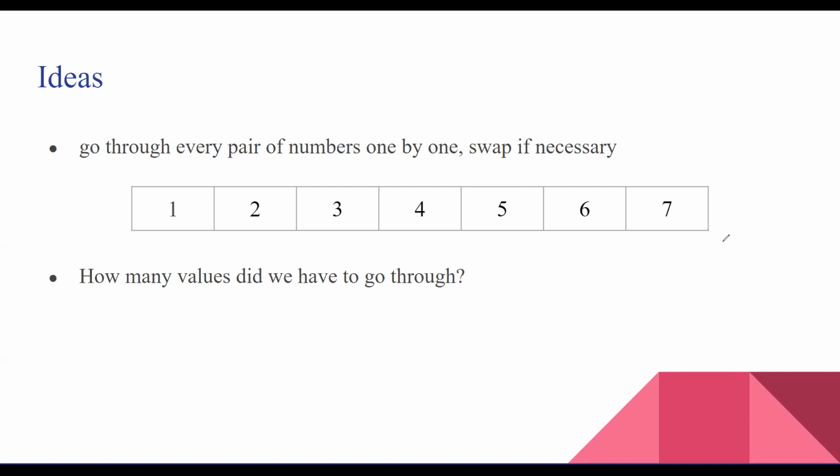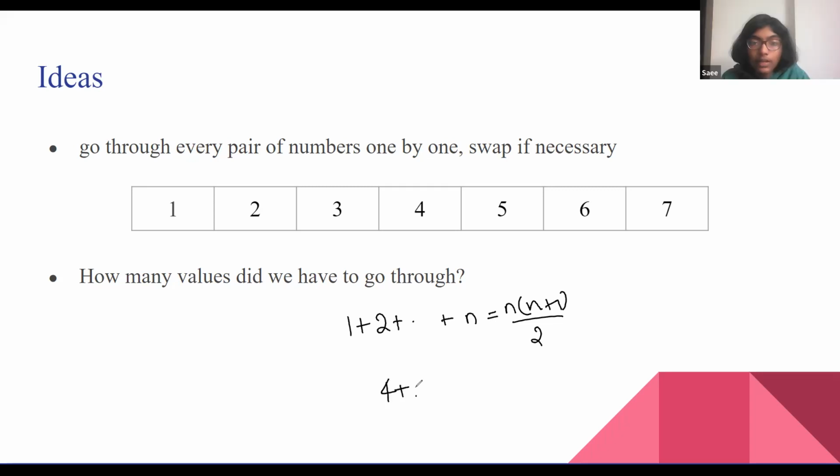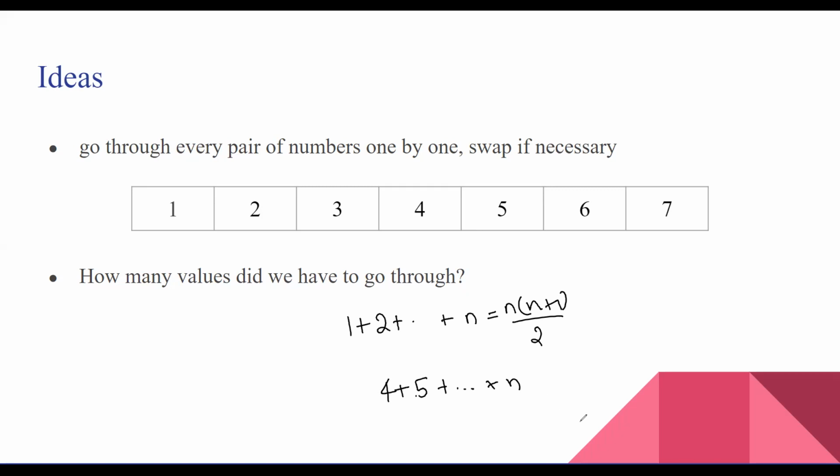Yes, Bhagyasri? Ma'am, I have a doubt. Yes, please ask. Ma'am, n into n plus 1 by 2 is the formula for the first n natural numbers. If we don't start from 1 and start randomly, for example from 4, can we use the same formula in that situation? So you're saying if we start from 4 and we add 4 plus 5 up to n, is this what you're asking? Yes, ma'am.